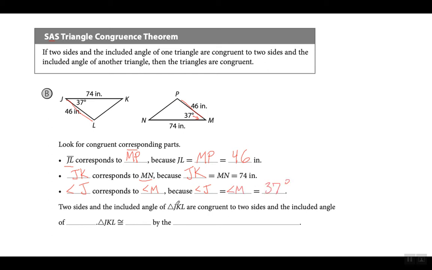Two sides and the included angle of triangle JKL are congruent to two sides and the included angle of triangle. All right, let's keep it in order. This is in alphabetical order. JKL, JKL. All right, it goes from the 74 inches to this angle that has nothing and this side that has nothing. All right, so it should be M and P. Yeah, it is. M and P. If you write that in the wrong order, you're going to get it wrong.